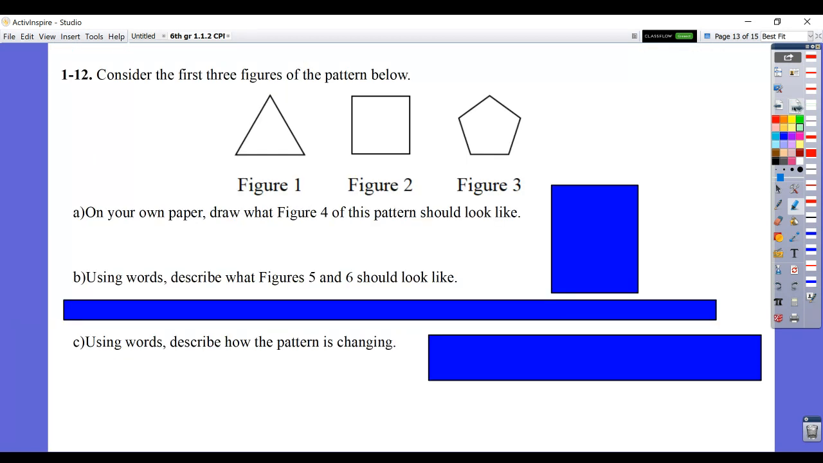For 112, they want you to look at these 3 figures and look for a pattern. So figure 1, figure 2, figure 3. So then on your own paper, draw what you think figure 4 should look like. And then using words, describe what figures 5 and 6 should look like. And using words, describe how the pattern is changing.